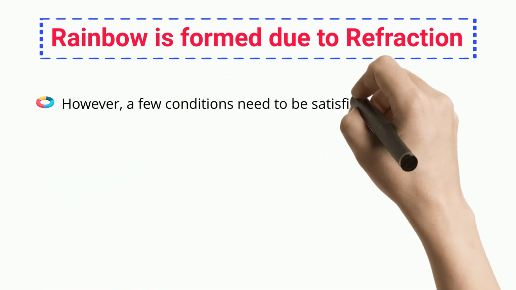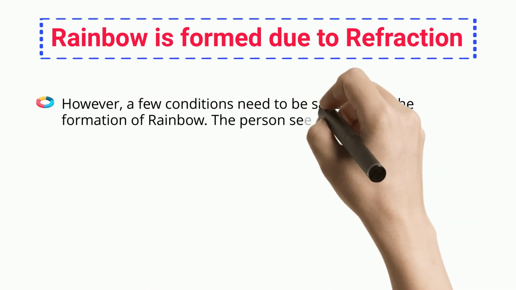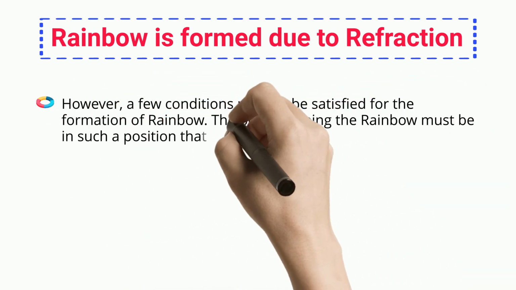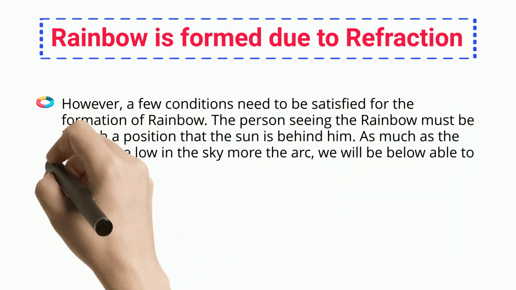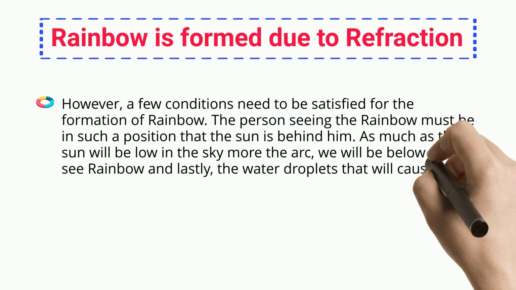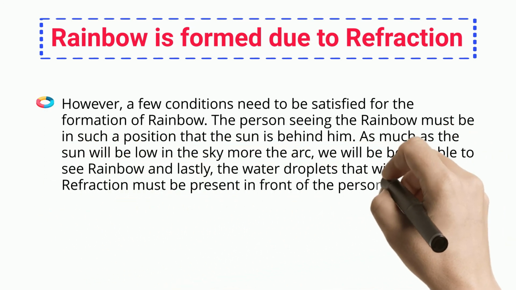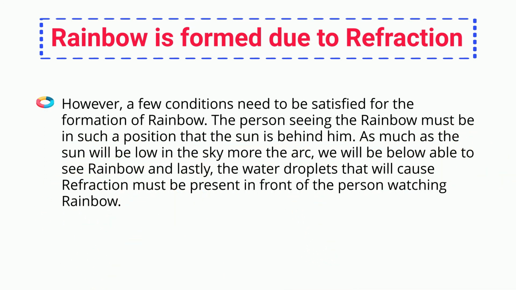However, a few conditions need to be satisfied for the formation of a rainbow. The person seeing the rainbow must be in such a position that the sun is behind him. The lower the sun is in the sky, the larger the arc, and we will be better able to see the rainbow. And lastly, the water droplets that will cause refraction must be present in front of the person watching the rainbow.